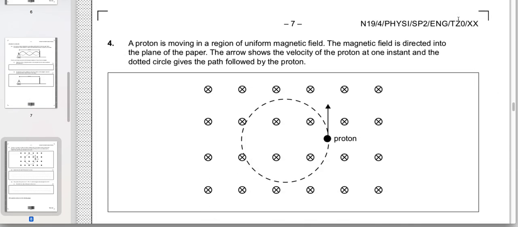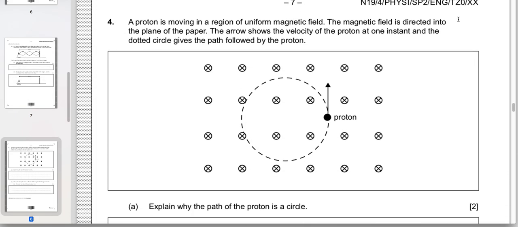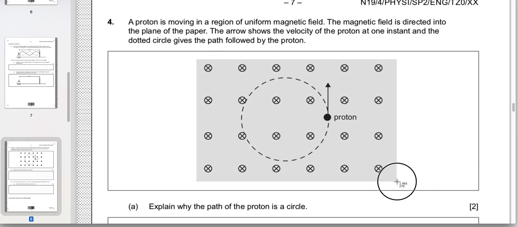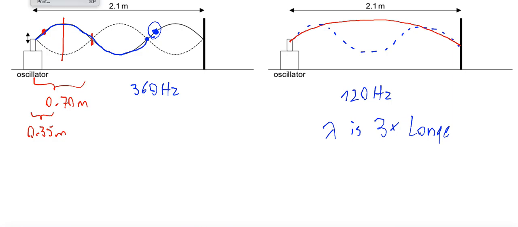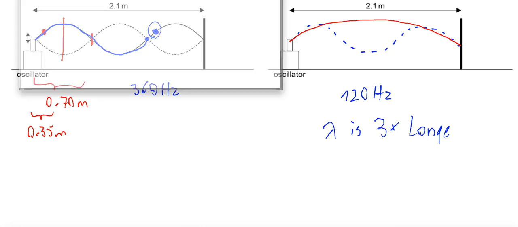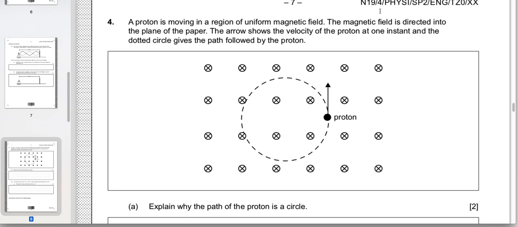Okay, I can do one more exercise. I see that there is a magnetic field, so something special, something you don't like. So exercise number 4, let me copy and paste the picture, probably it will be very important. Okay, a proton is moving in a region of uniform magnetic field. The magnetic field is directed into the plane of the paper. The arrow shows the velocity of the proton at one instant, and the dotted circle gives the path followed by the proton.